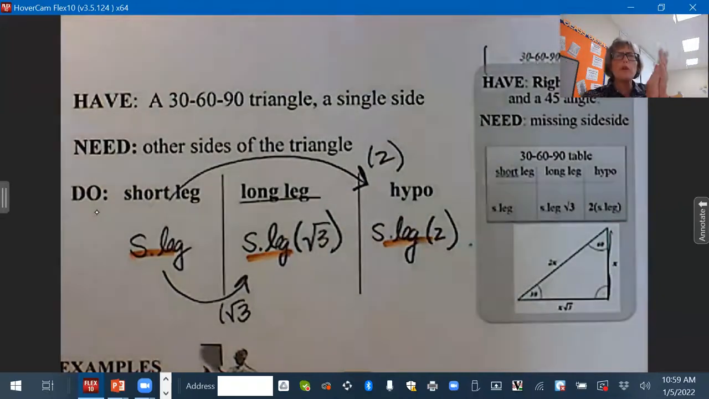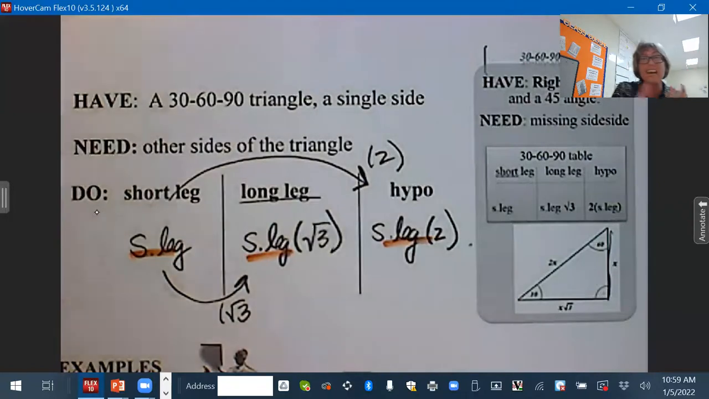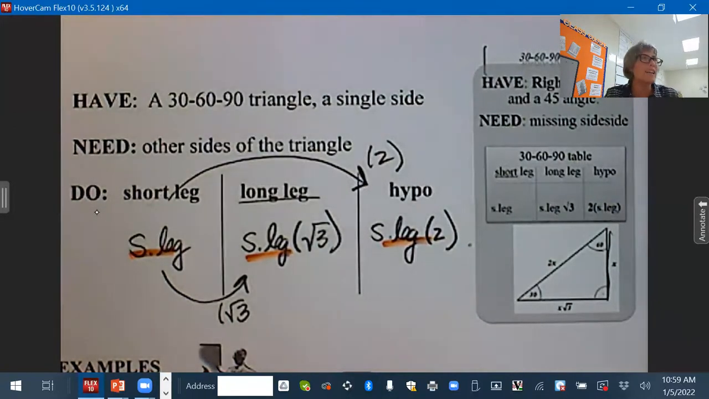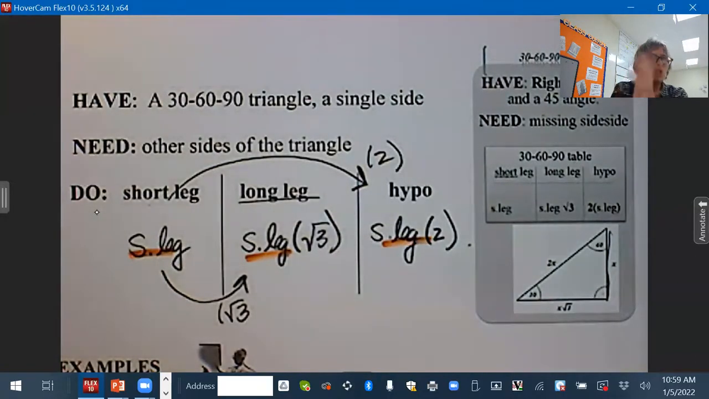And 30, 60, 90, short leg root 3, short leg times 2. Sing with me. Get over your shock and sing it with me. 30, 60, 90, short leg root 3, short leg times 2. I'm having a hard time keeping the beat. One more time. 30, 60, 90, short leg root 3, short leg times 2.